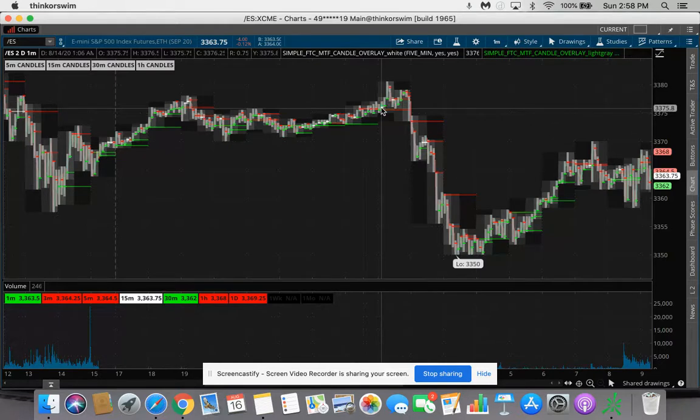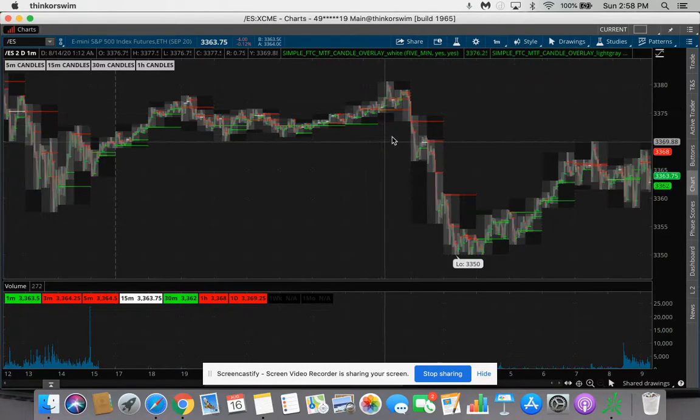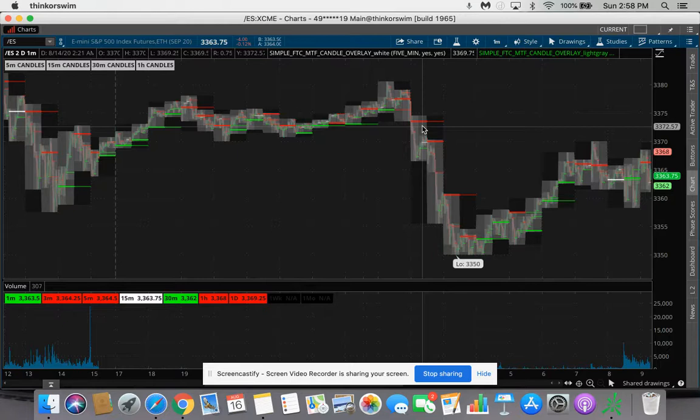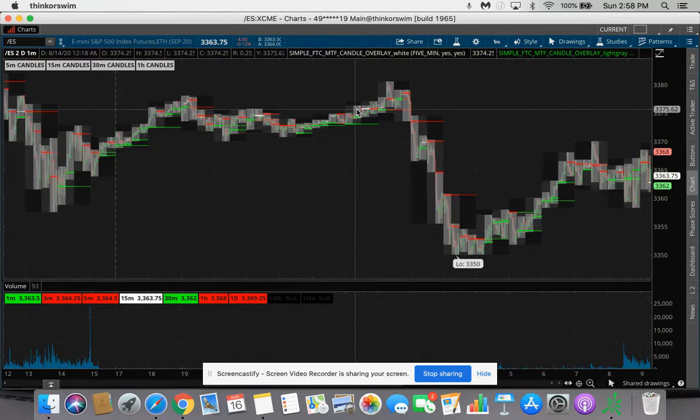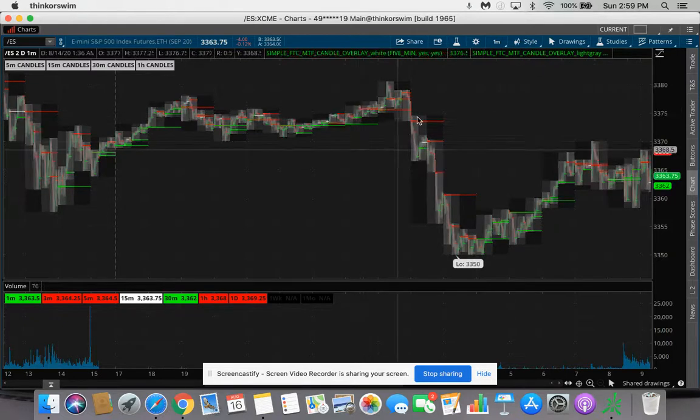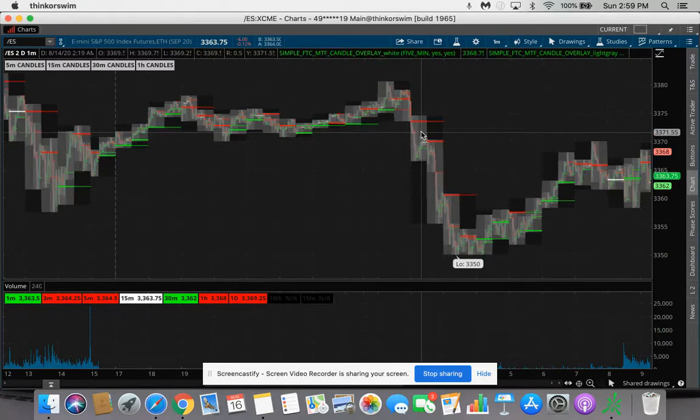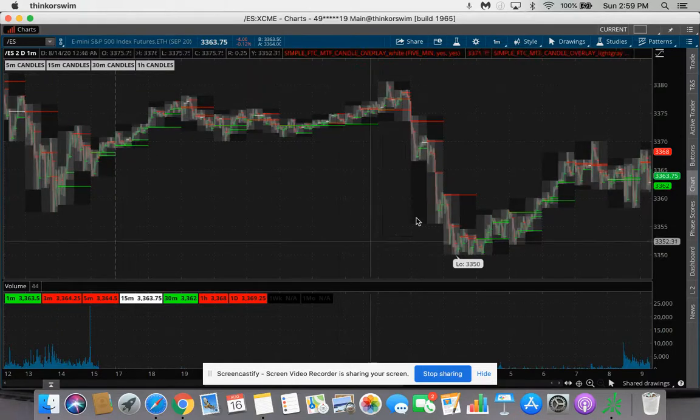Those are 5 minute candles, and those are the study that ends with white. Those are the white candles, and then you'll see those. No, not yet. Those are 15-minute candles. Those are the study that ends with light gray. You see those, and then those are the 30-minute candles. They end with gray, and then the black candles are the 1 hour candles.